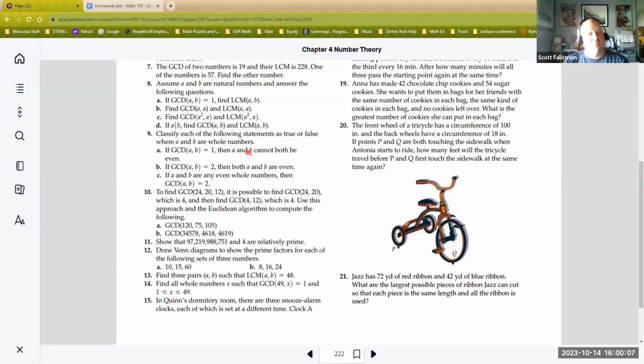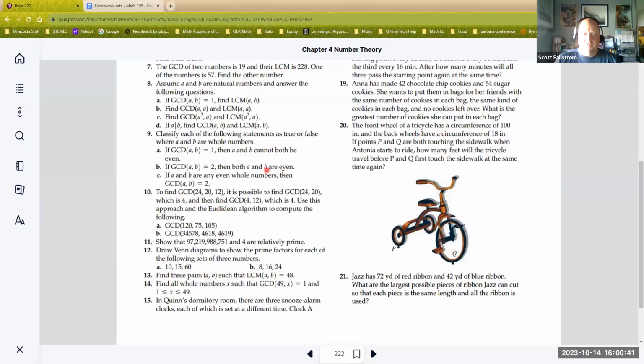Well, let's see here. If both of them were even, then the GCD would have to be 2. So I like the way they're thinking. And you could have rewritten that if-then statement as the contrapositive, and it might have made more sense. If A and B cannot both be even, so if that is not the case, if both of them are even, then the GCD is not equal to 1. And you'd be like, yeah. Let's see here, if the GCD is equal to 2, then both A and B are even numbers.